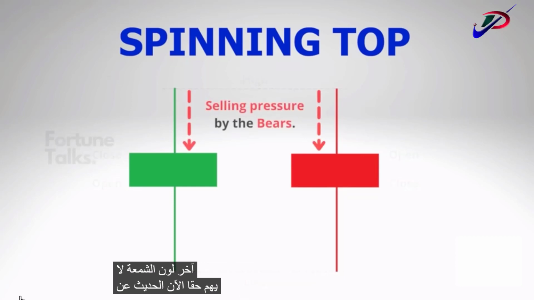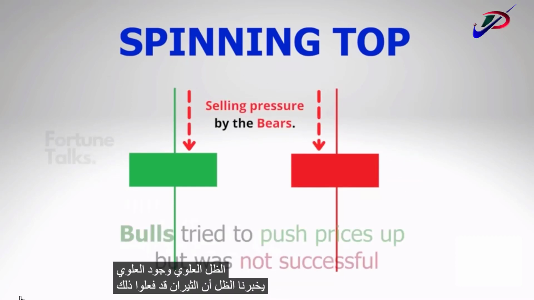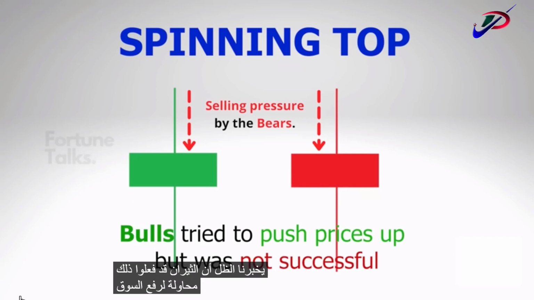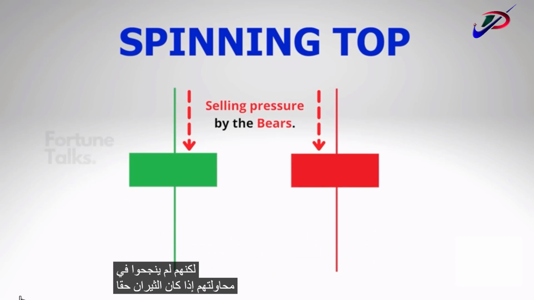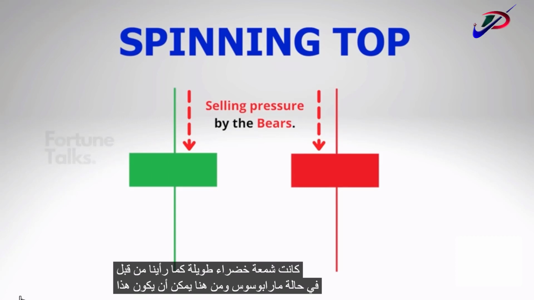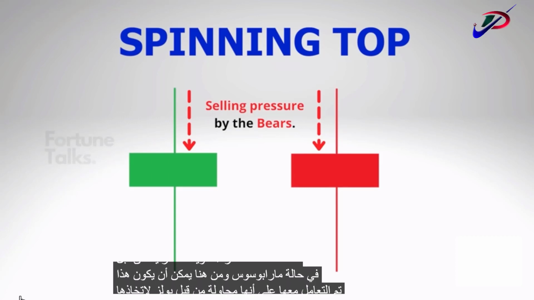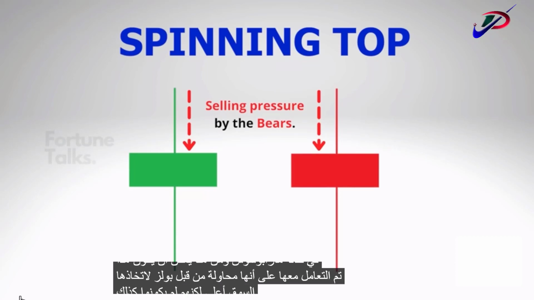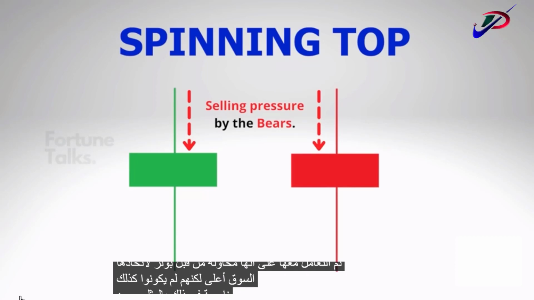Now talking about the upper shadow, the presence of the upper shadow tells us that the bulls did make an attempt to take the market higher. However, they were not successful in their attempt. If bulls were truly successful, then the real body would have been a long green candle as seen before in case of Marubozu. Hence, this can be treated as an attempt by bulls to take the market higher, but they were not successful at it.